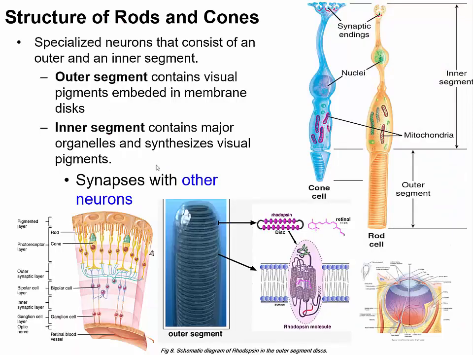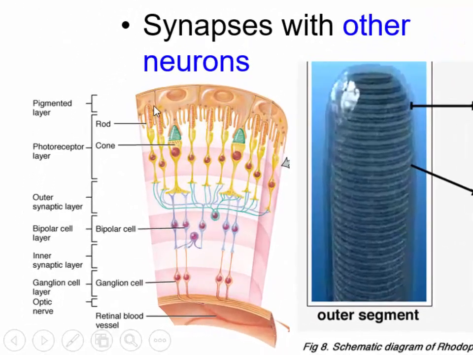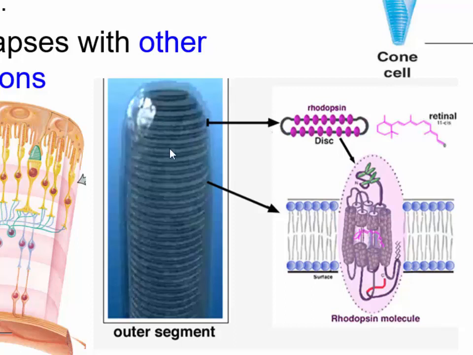Well, if you look at the structure of rods and cones, these are specialized neurons that consist of an outer and an inner segment. The outer segment contains visual pigments embedded in the membrane discs. Shown here, remember there's a pigment epithelium, these are the cones, and they're cone-shaped. And you have your rods, which are more rod-shaped, and they have these discs here that are embedded in the pigment epithelium. In these discs, shown along here, we're going to find that there are photopigments that will help to detect and get stimulated by various wavelengths of light. These discs have a phospholipid bilayer with a photopigment embedded in that phospholipid bilayer.